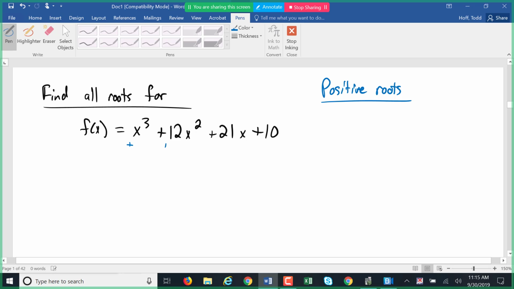Well, this coefficient is positive, positive, positive, positive. There are no positive roots here. There are no sign changes.